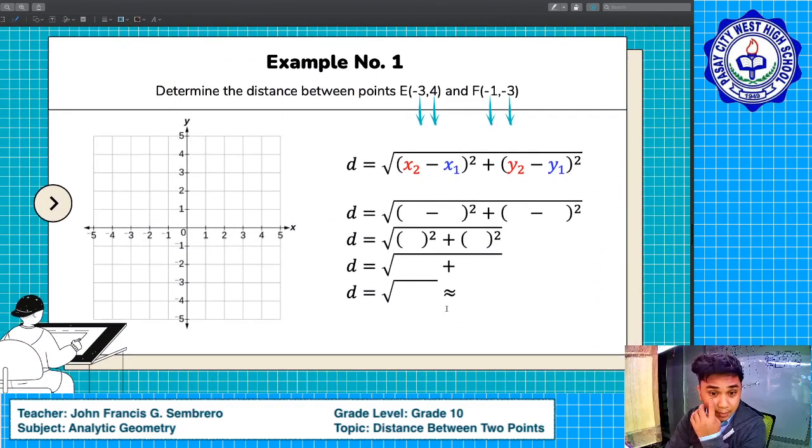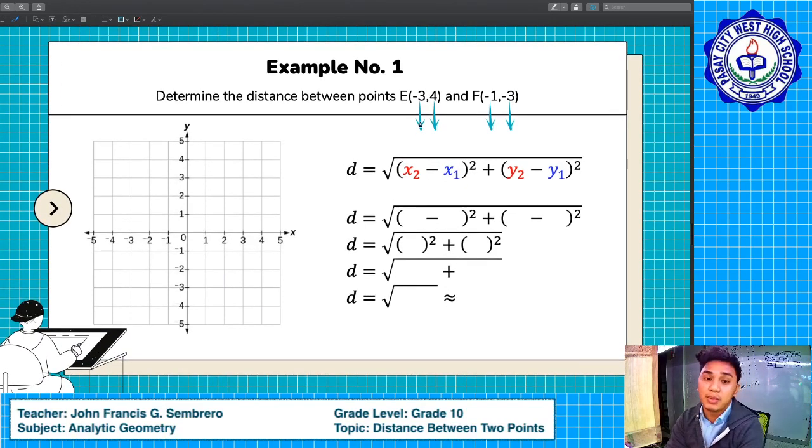Example number 1. Determine the distance between point negative 3, 4, letter E, and point F with coordinates negative 1 and negative 3. Like what I've said earlier, you need to classify for yourself which is your first coordinate and second coordinate. So in our case, I want this to be the first and this is our second. If you choose E as your second, you will still arrive at the same distance.